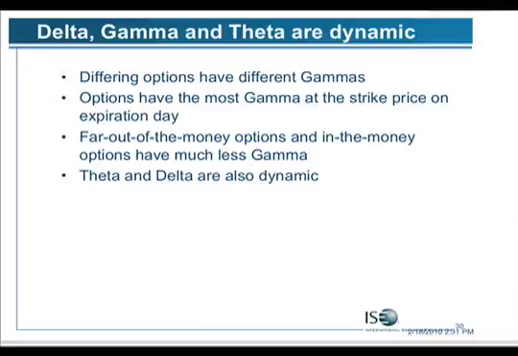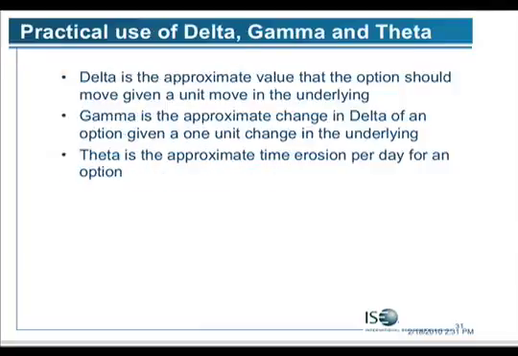So if you're looking at that, trying to get a practical use of delta, gamma, and theta, delta is the most appropriate value that the option should move given a 1-unit move in the underlier. In-the-money options have high deltas. Let's just say that an in-the-money option might have, for illustrative purposes, an 80 delta. The at-the-money might have a 50 delta. The out-of-the-money option might have a 20 delta.